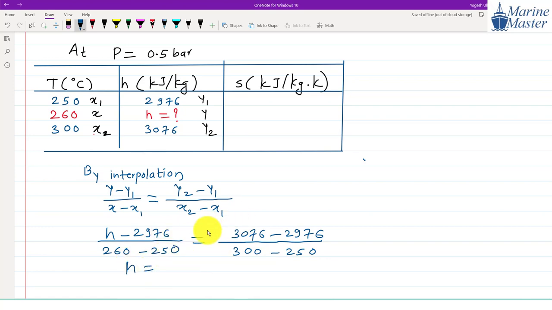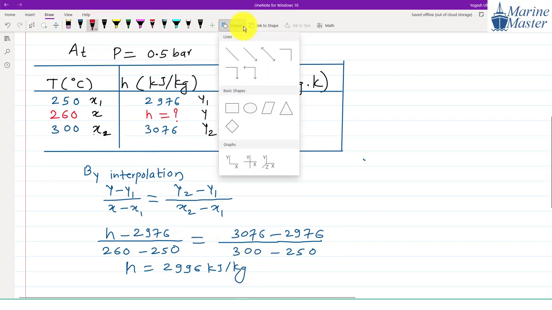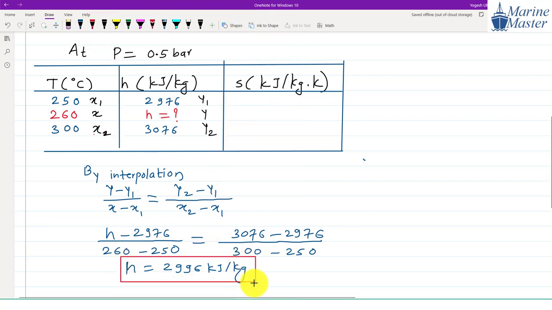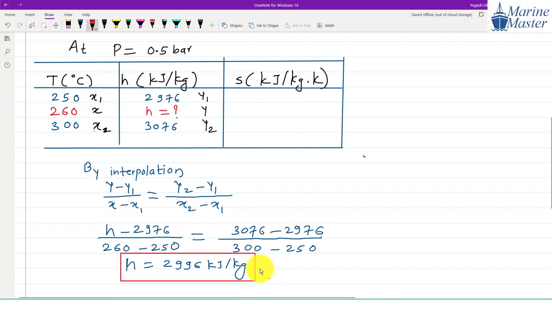If you do the calculation, we need the value of enthalpy. Everyone, do the calculation and tell me the value. Try to use a shortcut: in the calculator, in place of H, you can put a substitute X. The value of H that we are getting is 2996 kilojoule per kg. So in this way we use interpolation. Very simple discussion, not that difficult.